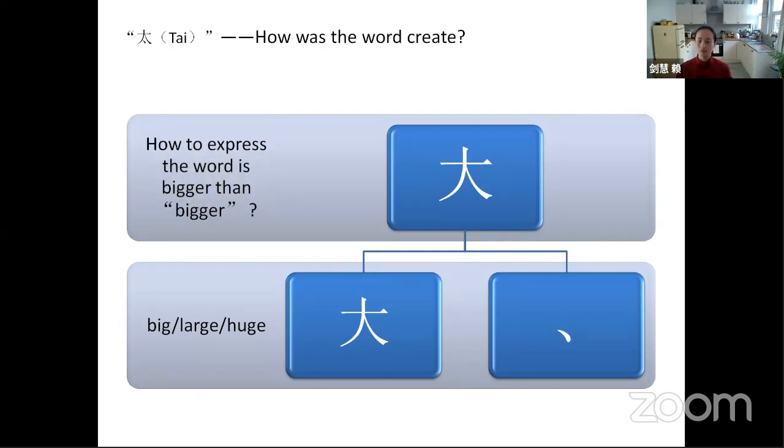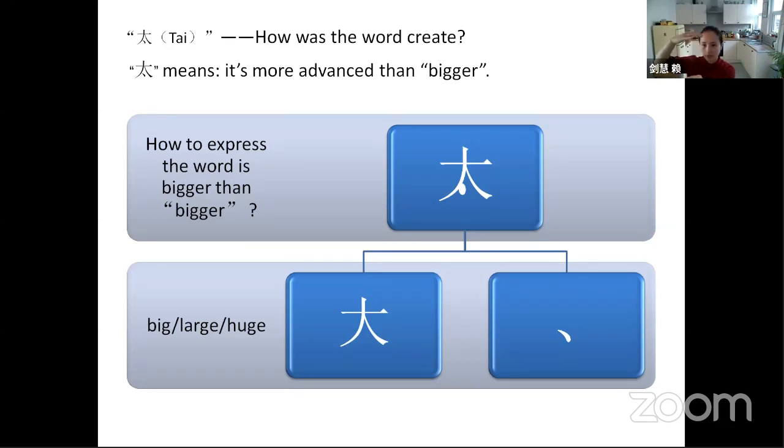So we use the character tai to explain that the word is bigger than da, the big. It means it's more advanced than the big, a higher level than da. And ji is apex or ridge top.